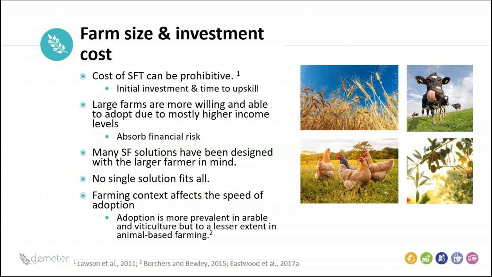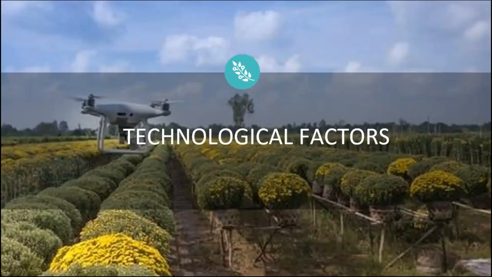And unsurprisingly, larger farmers are more likely to adopt these technologies because they can absorb some of the financial risk associated with implementation. So with that in mind, many smart farming solutions have been designed with that larger farmer in mind. And again, this alienates some of those smaller farmers. But it should be noted, because there are so many different types of farm sizes and different types of farming contexts, there isn't a one-size-fits-all solution. And what we see is arable farmers or farmers involved in horticulture or viticulture, their adoption levels are slightly higher than animal-based farming. So there's definitely a difference there.